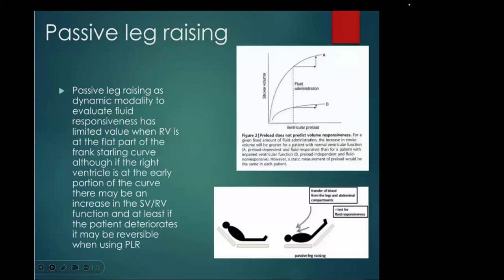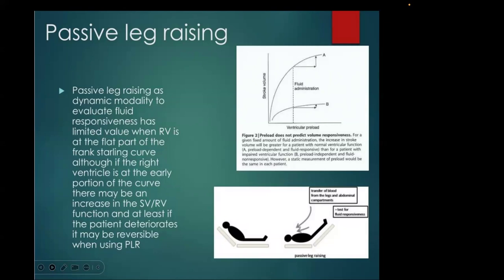Passive leg raising test, as a dynamic modality to evaluate fluid responsiveness, has limited value when the RV is at the flat part of the Frank-Starling curve. Although if the right ventricle is at the early portion of the curve, there may be an increase in stroke volume and right ventricular function, and if the patient deteriorates, it may be reversible when using the passive leg raising test.